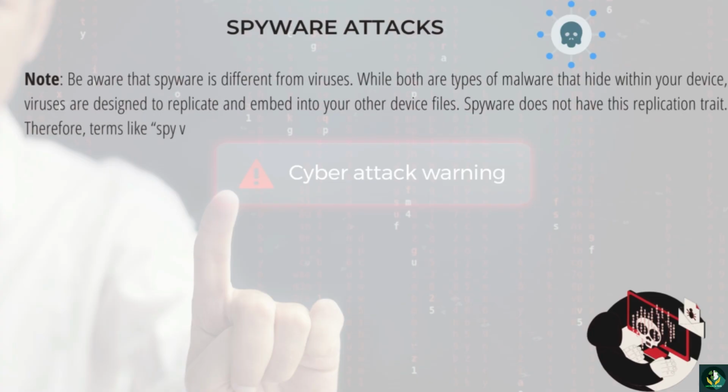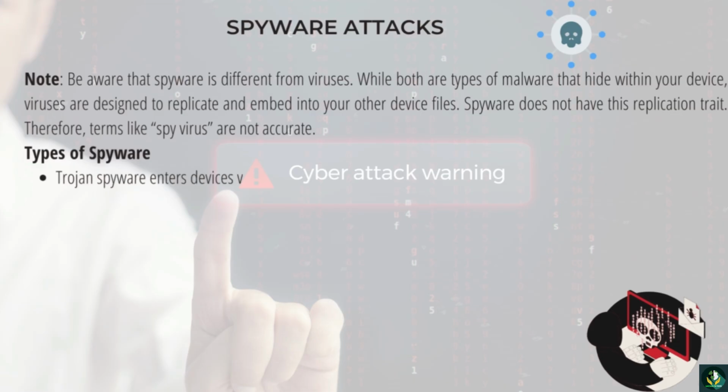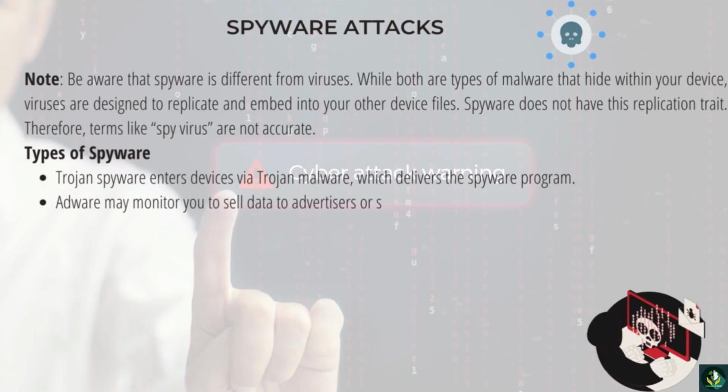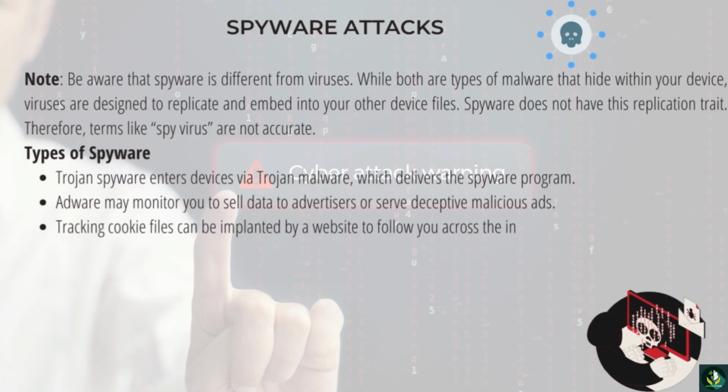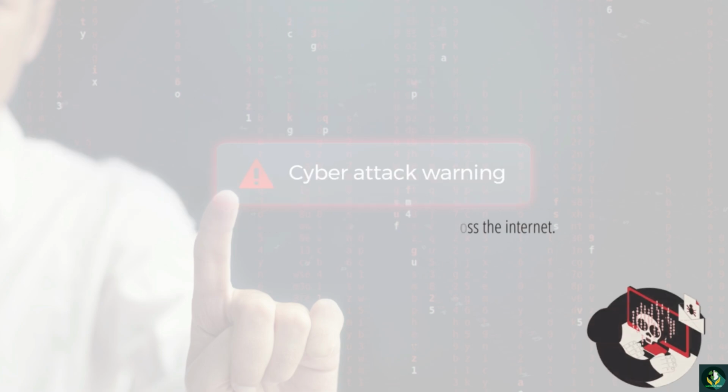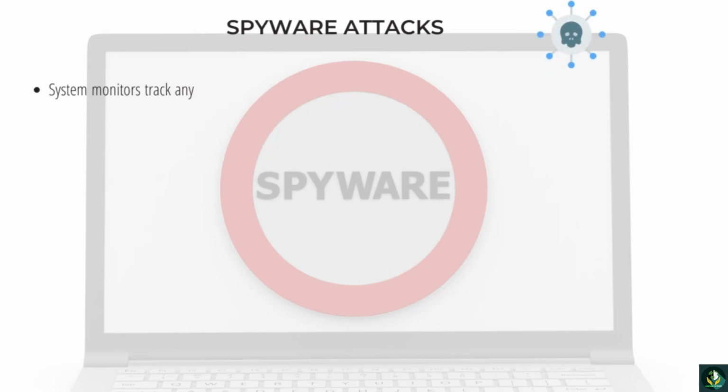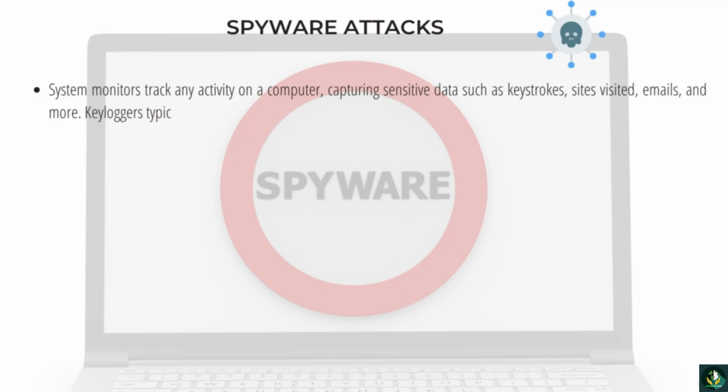Types of spyware. Spyware is generally classified into 4 main categories. 1. Trojan spyware enters devices via Trojan malware, which delivers the spyware program. 2. Adware may monitor you to sell data to advertisers or serve deceptive malicious ads. 3. Tracking cookie files can be implanted by a website to follow you across the Internet. 4. System monitors track any activity on a computer, capturing sensitive data, such as keystrokes, sites visited, emails, and more. Keyloggers typically fall into this group.